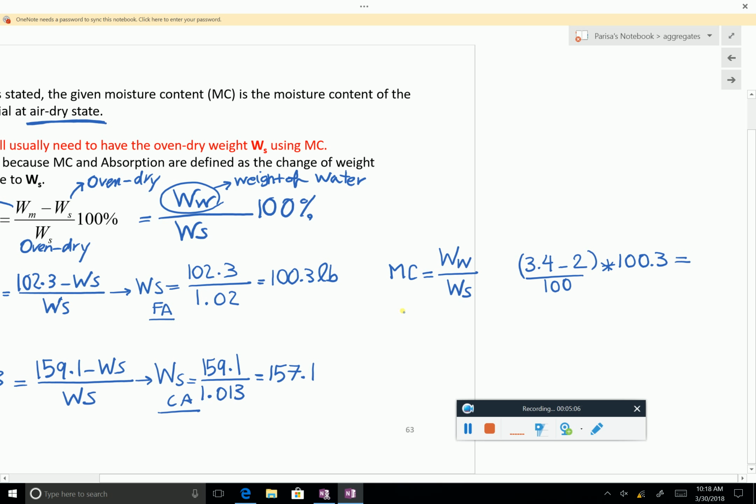So I'm basically writing this MC times W_S equal to W_W. So the weight of water is the moisture content times the oven dry weight. Super important. Not any weight, oven dry. So if I want to know how much more water I need to add, I need to just consider how much I want to change the moisture content, right? And this is something that you need to do when you design concrete.